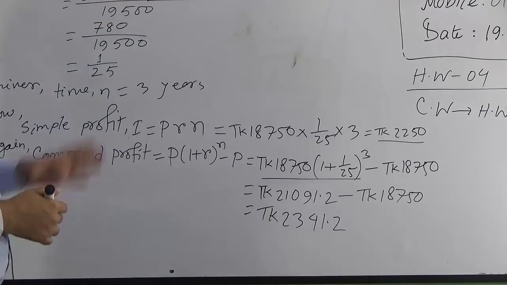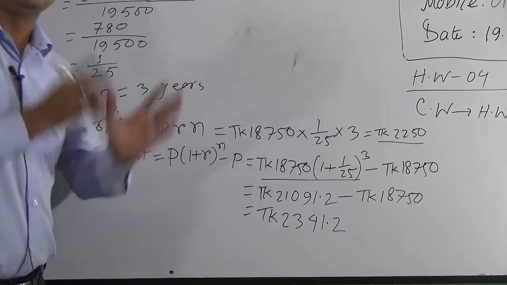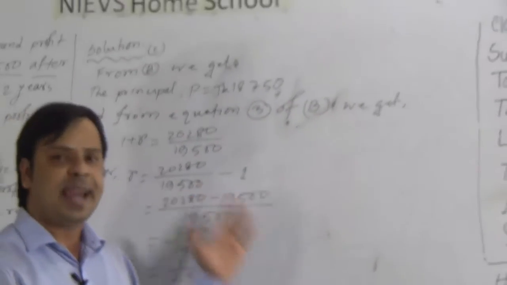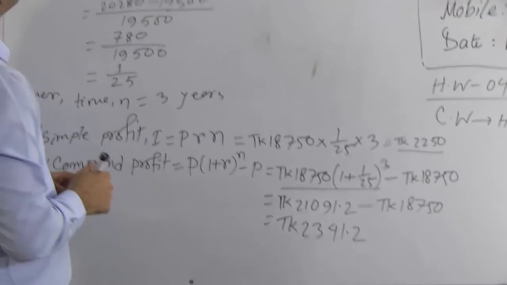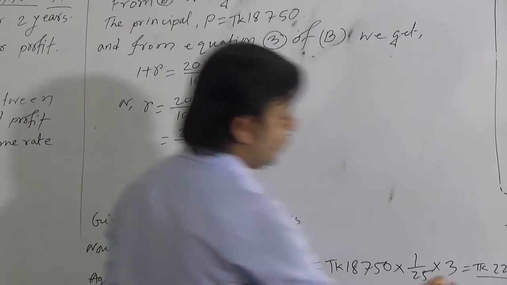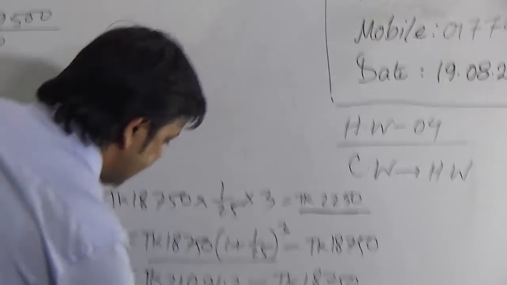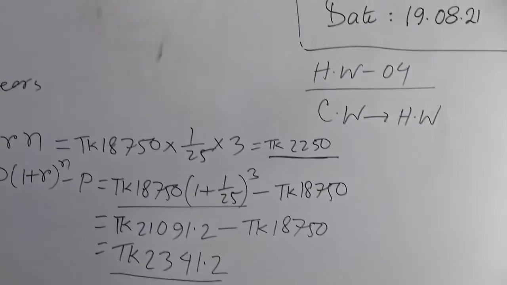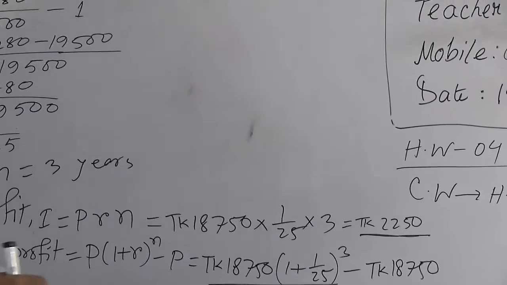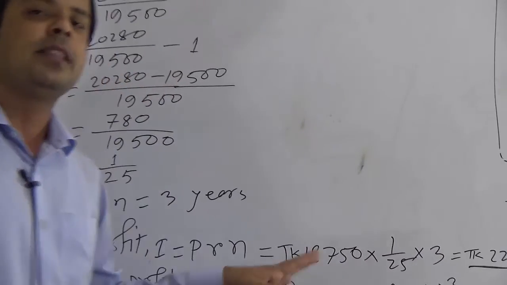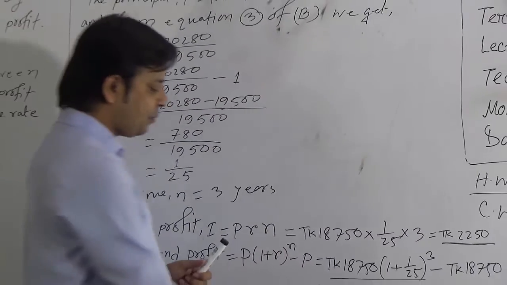So this is our compound profit. Dear students, what we need to determine? We need to determine the difference between simple profit and compound profit. Now if you notice, the simple profit is 2250 and the compound profit is 2341.2. The compound profit is larger than the simple profit. So if we subtract the simple profit from the compound profit, we will get the required difference.